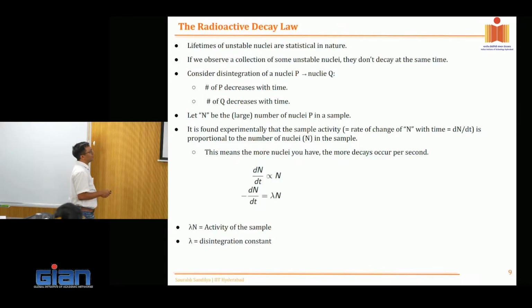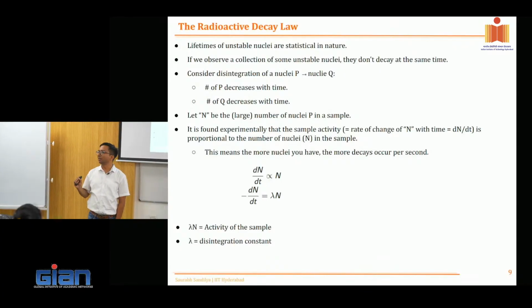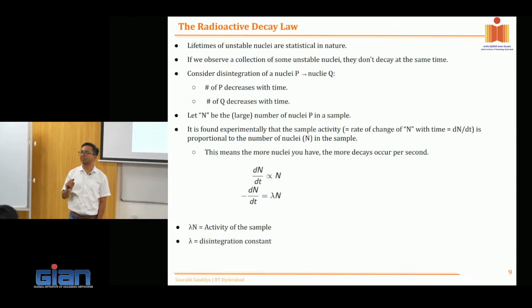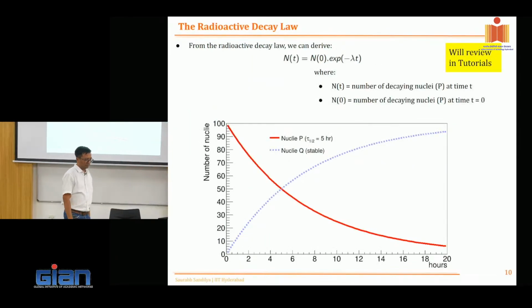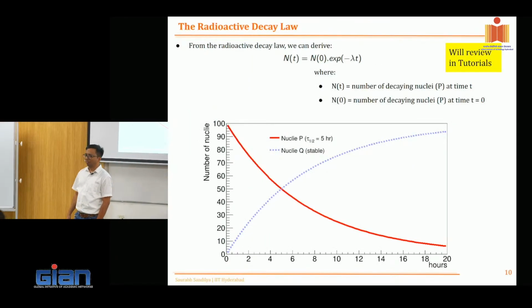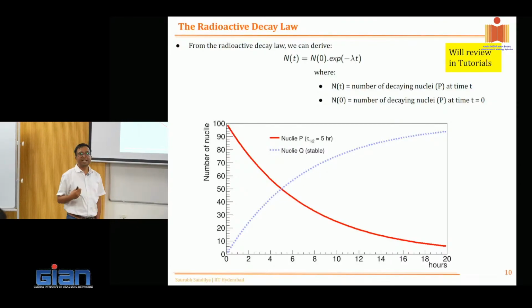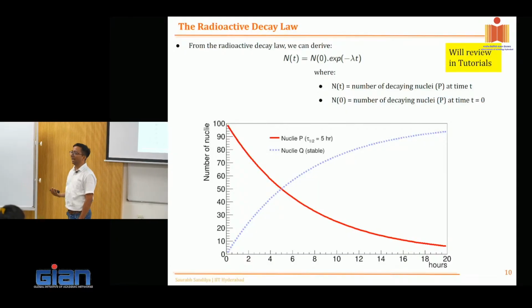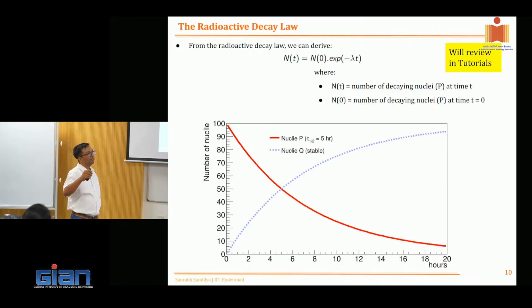Since it is proportional to N, I put a constant, which I call lambda, and lambda is called the disintegration constant. And lambda N is called the activity. Keep that in mind, write it down somewhere. We'll calculate this formula, I think it's very easy to derive. I think you have done it in class 12th, that N(t) at any time is equal to N0, the value at t equal to 0, multiplied by the exponential of minus lambda t. Lambda is the disintegration constant, as I mentioned.